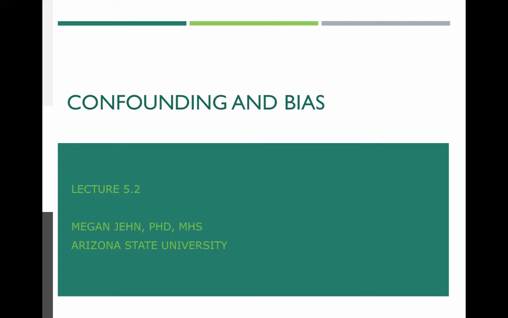So, a problem posed in many epidemiologic studies is that we observe an association between an exposure and a given outcome, and then we're tempted to derive a causal inference when in fact the relationship may not be causal. This brings us to the subject of confounding and bias, one of the most important topics in epidemiologic research.